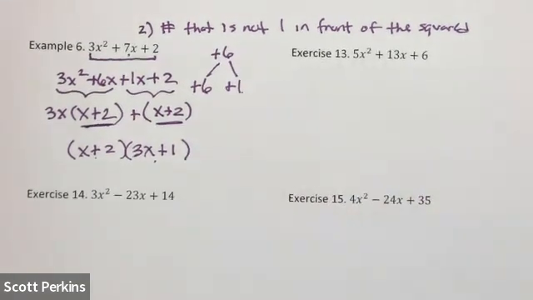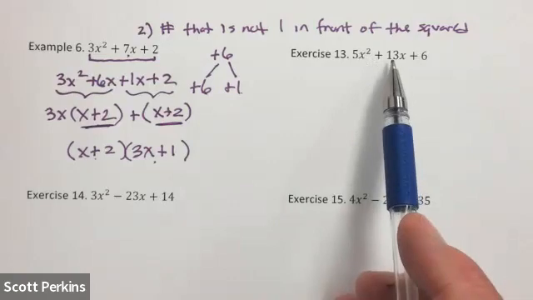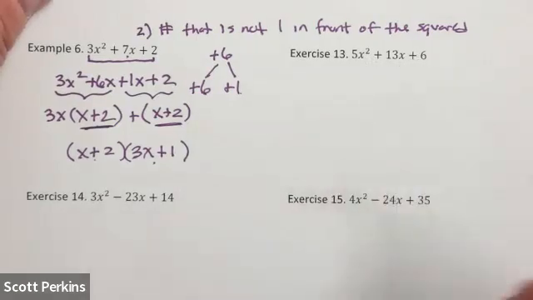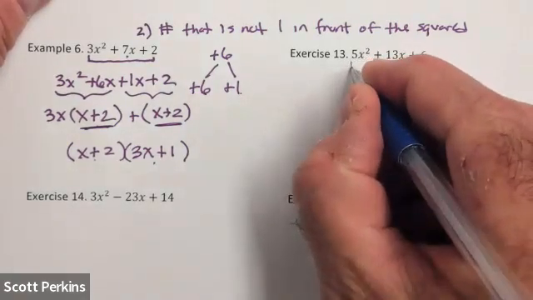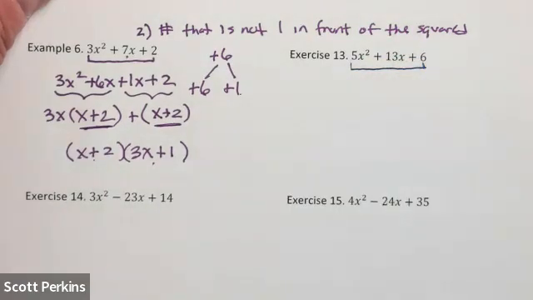Exercise 13, give it a try. You've got 5x squared plus 13x plus 6. And just to give you a little clue, the first thing you're going to do is multiply the 5 times the 6 and use that number.